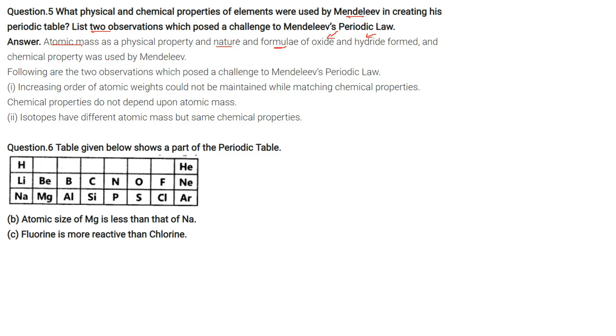The observation which posed a challenge to Mendeleev's periodic law was the increasing order of atomic weights. This could not be maintained while the matching of chemical properties was going on. So chemical properties do not depend on the atomic mass. Then the isotopes. Isotopes have different atomic mass but the same chemical properties. So these were two observations that posed a challenge to Mendeleev's periodic law.